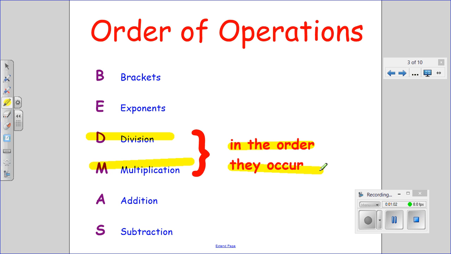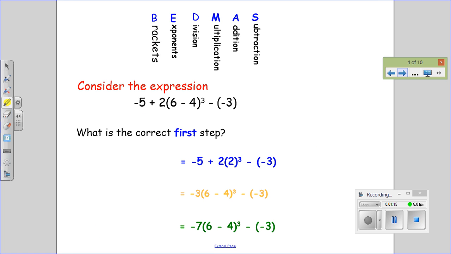That's where the word BEDMAS comes from. The first letter of each of those operations is used to create BEDMAS, which is a shortcut for remembering what order to evaluate mathematical expressions with. Now remember, BEDMAS tells us what to do first, so we can look at the first equation.